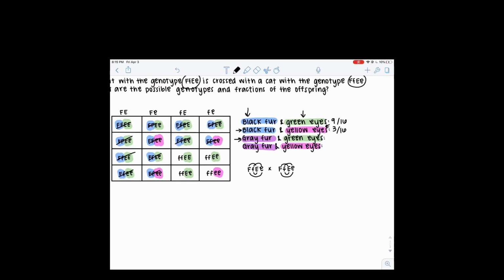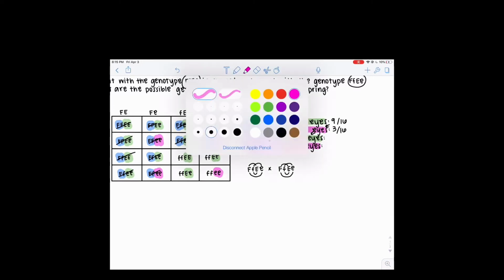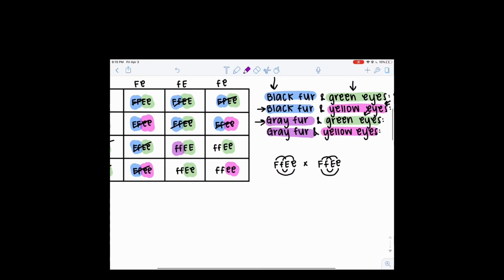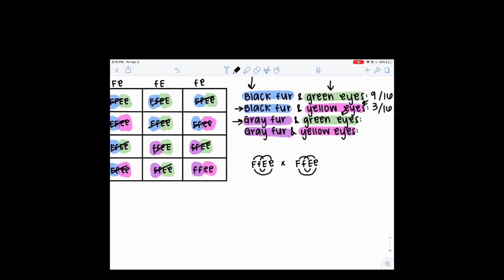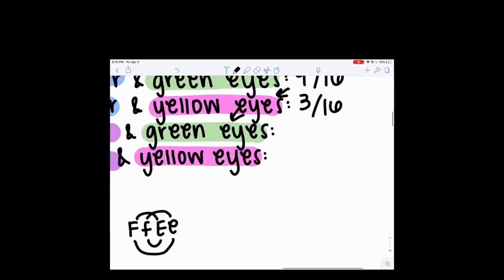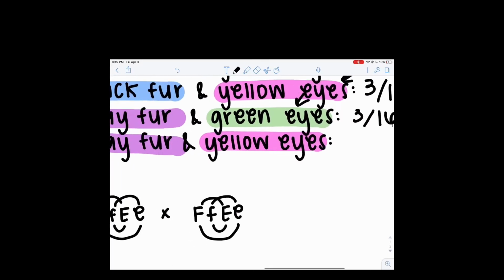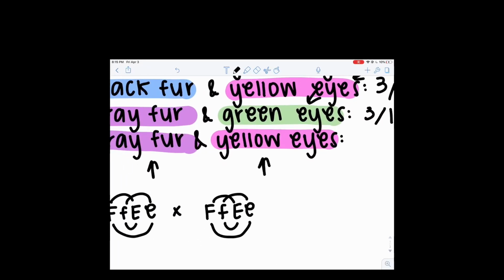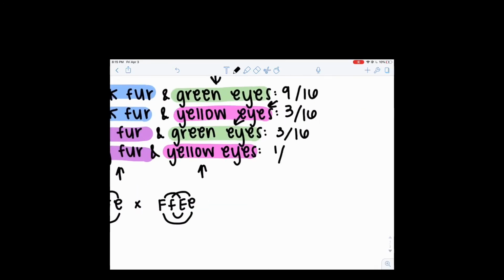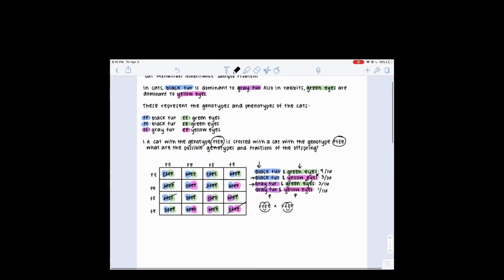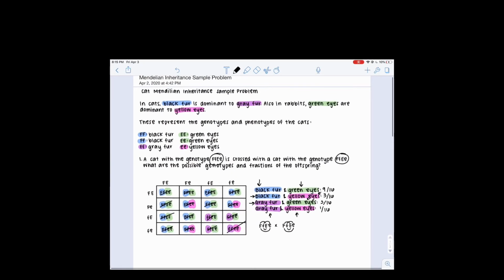Now looking at gray fur and green eyes, gray fur is homozygous recessive, so anything with two lowercase f's will have gray fur. We want it to be green-eyed, so anything that has the purple and green will be gray fur and green eyes. We just counted 3 out of 16. And now the last trait is gray fur and yellow eyes, which we already have figured out. There's one left, and that means it is 1 out of 16.